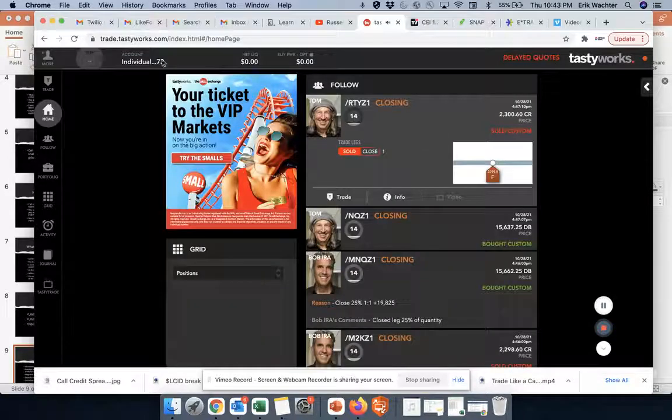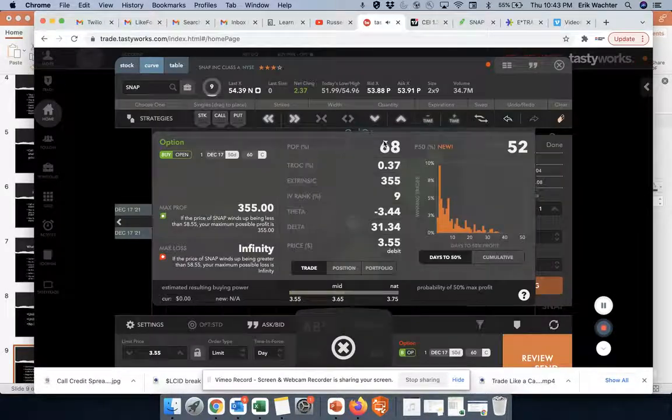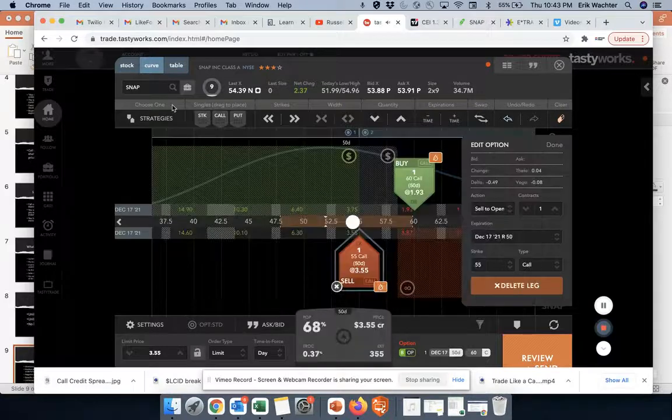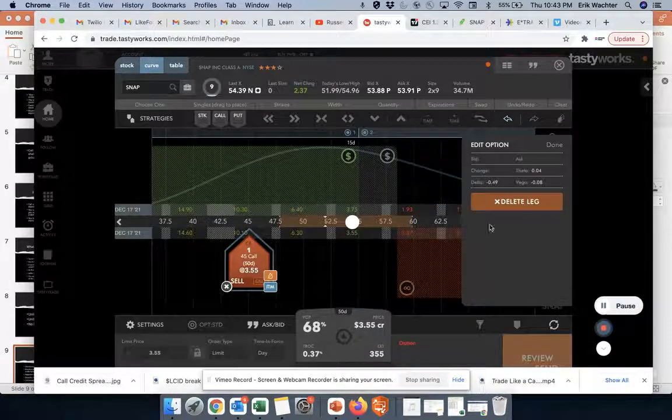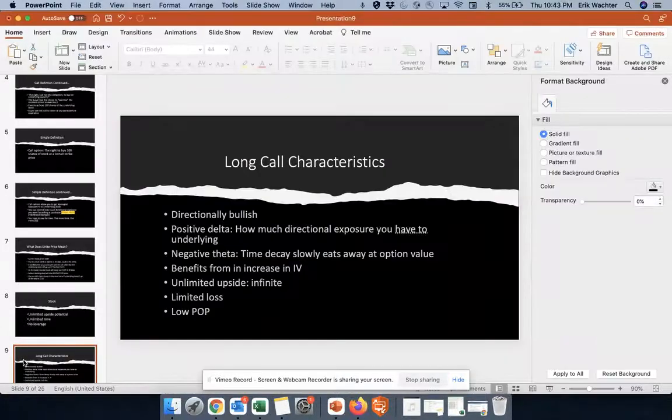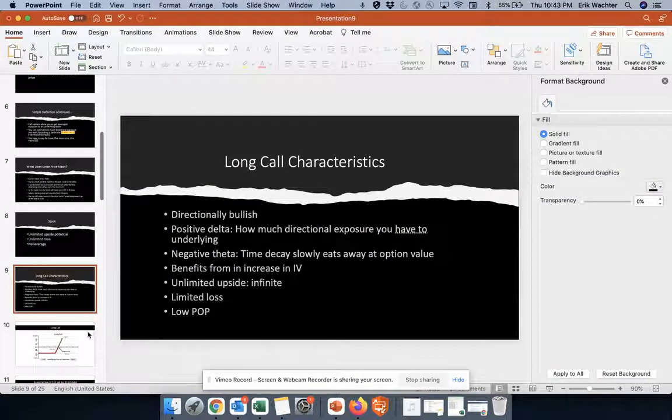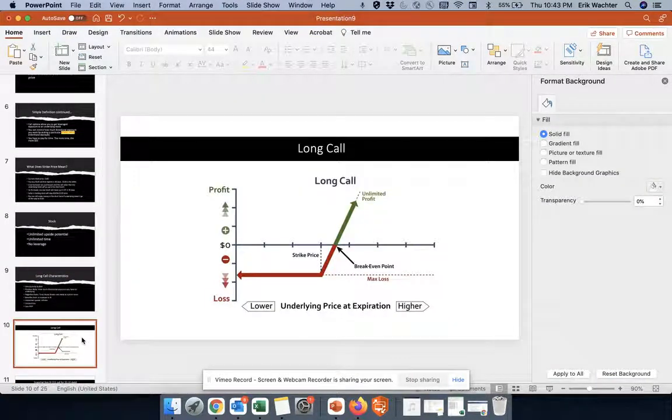It's weird. I don't know why that did that. Let me pause this. Anyway, not sure why that's doing that. Sometimes it's funky. All right, low probability of profit. Moving on. And then this is just a diagram of a long call.